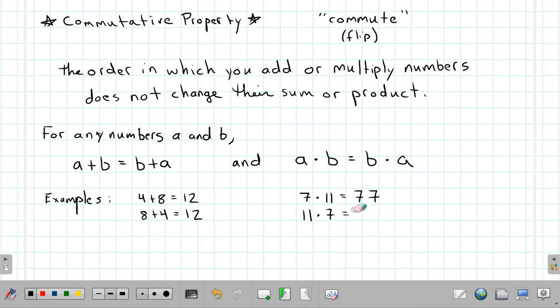So the commutative property, all it tells us is we can flip things around when we're doing addition and multiplication, and the result is still going to be the same, okay? So once again, think of the word commute. It might take a little getting used to, but if you don't know the terminology here, the word commute means to flip things, okay? So when you commute things, you flip them.